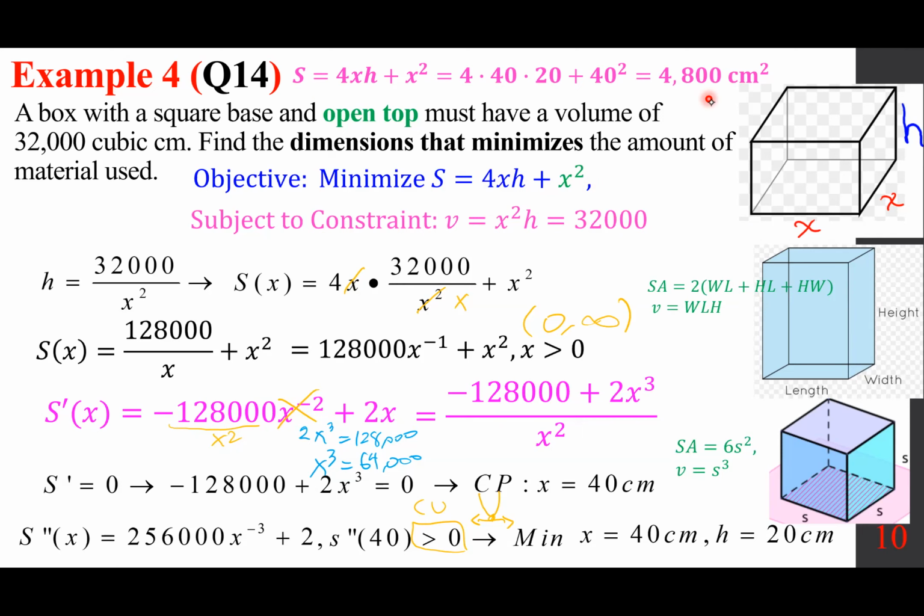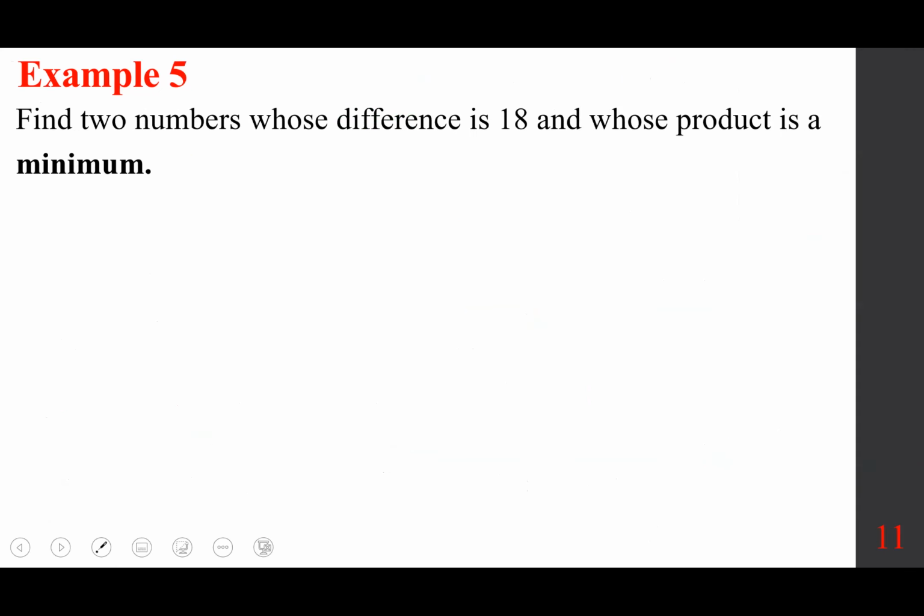So as you can see, there is a lot of algebra and geometry involved, but again, one or two steps of calculus, very simple. We want to find two numbers whose difference is 18 and whose product is a minimum. So first, let's define those. What are those numbers? X and Y. Choose any variable you like.